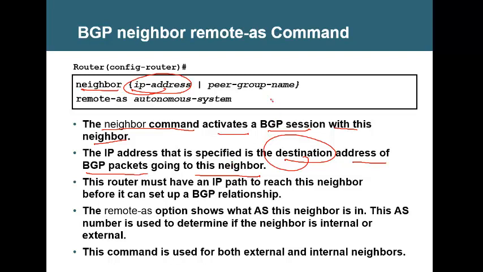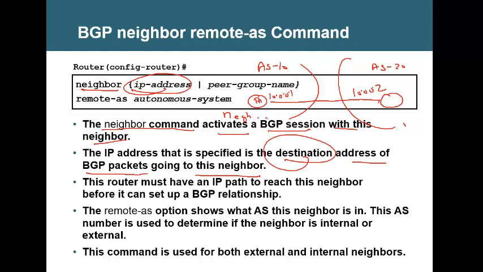What does this mean? Let's say we got two routers, 10.0.0.1 and 10.0.0.2. They may be in different autonomous system or same autonomous system, that doesn't matter. Let's say they are in different autonomous systems, autonomous system 10 and 20. Now I go to router 1 and say neighbor 10.0.0.2.